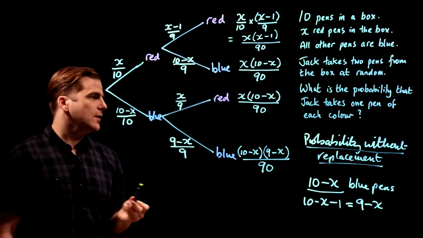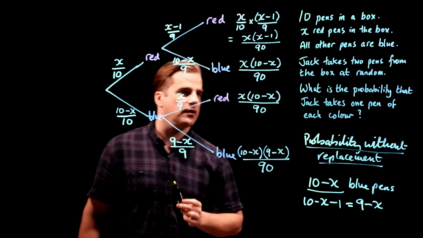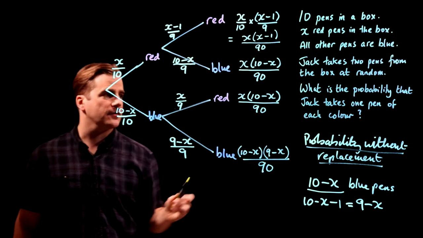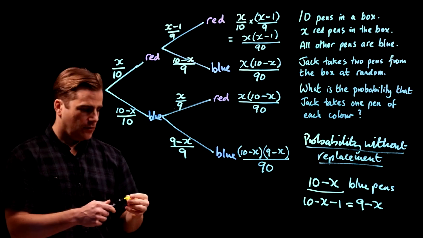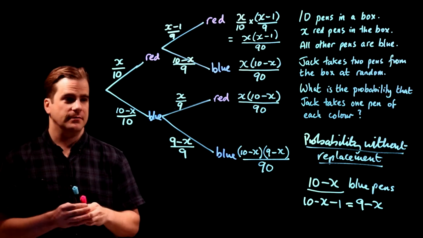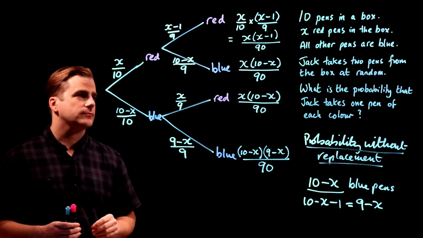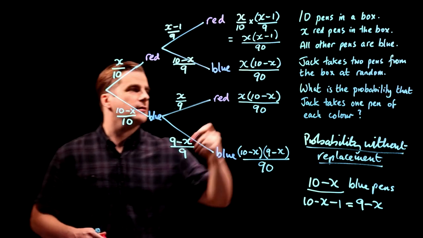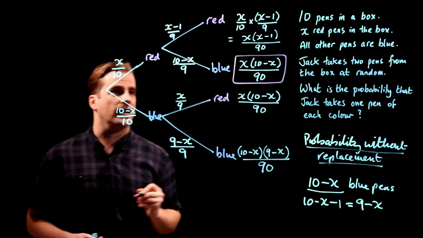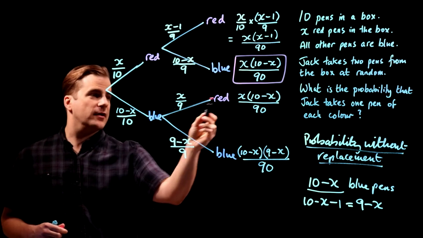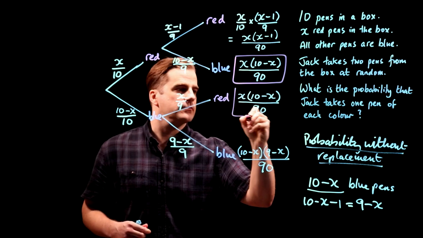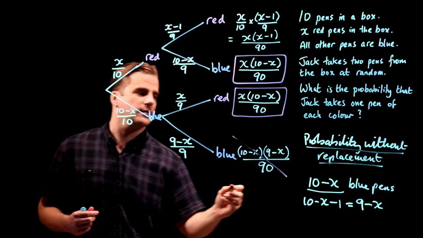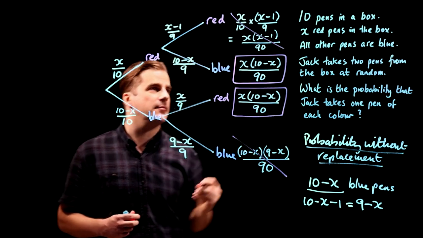Right, back to the question. What's the probability that Jack takes one pen of each colour? Right, so there's four possible outcomes. How many of those outcomes correspond to what they're asking? Right, one pen of each colour. That means one red pen and one blue pen. Okay, one pen of each colour. So, a red pen, then a blue pen. This branch qualifies. Okay? A blue pen, then a red pen. That also gets you one pen of each colour. Okay? Blue, then blue. No, that's two blue pens. So we can discount that one. Red, then red. No, that's two red pens. We can discount that one.